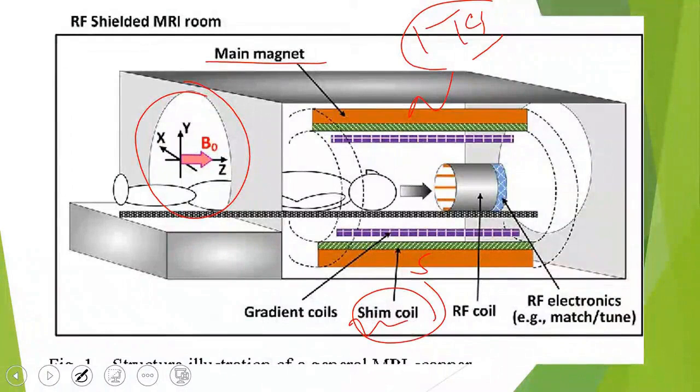The gradient coil comes after this. The gradient coil is what I use, and I have 3 gradient coils. One is called the slice selection gradient coil, the second is the phase encoding gradient coil, and the third is the frequency encoding gradient coil. I can change these 3 based on the type of slice I am imaging. Do I want a slice or not? What are these 3 used for?